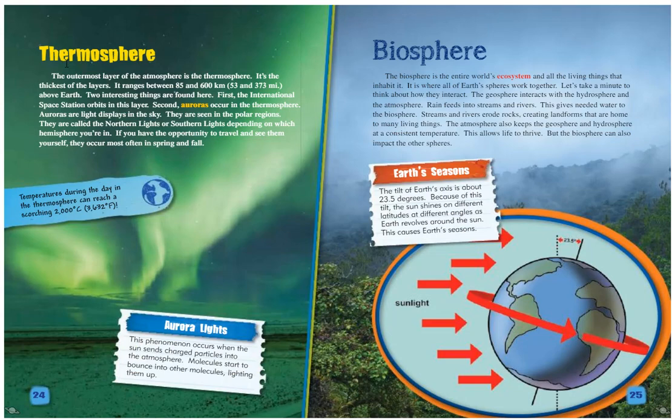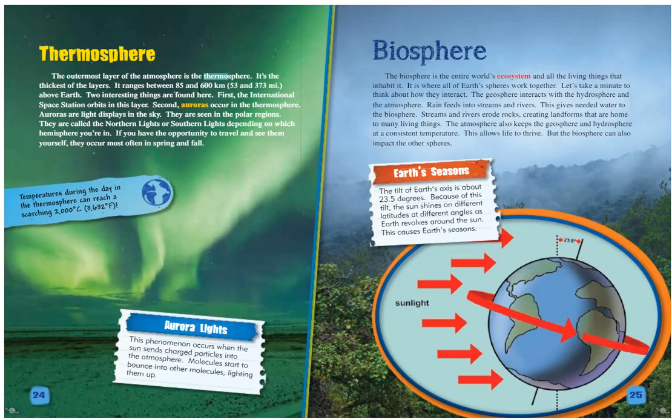And lastly, we have the thermosphere. The outermost layer of the atmosphere is the thermosphere. Thermo being the Greek word for heat. It's the thickest of the layers. It ranges between 85 and 600 kilometers, or 53 and 373 miles, above Earth. Two interesting things are found here. First, the International Space Station orbits in this layer.